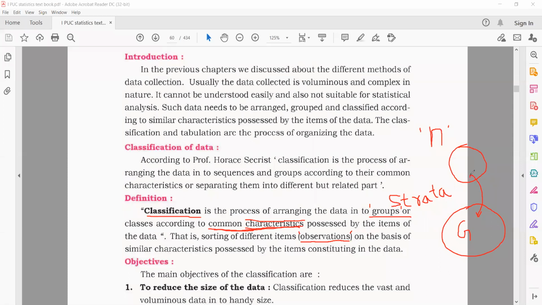Another statistical name for the group is strata. So strata is a small group of people or items or data such that within the strata the people or the data or items are all homogeneous. Now in this section we'll learn what are the various methods of classification.